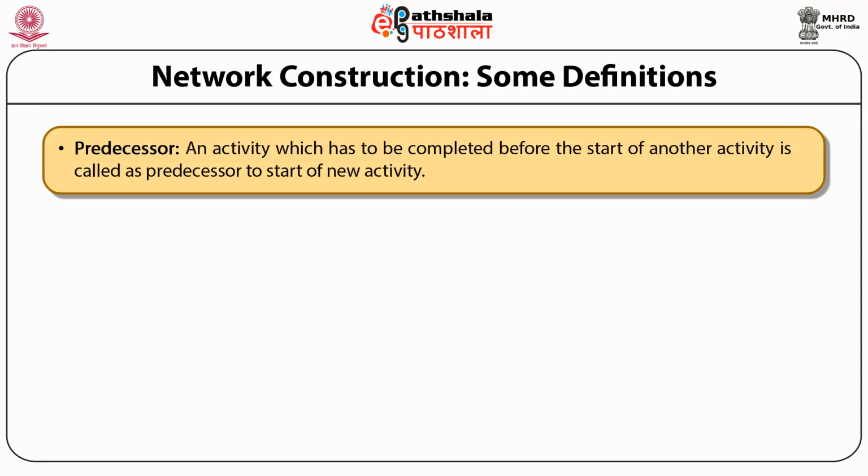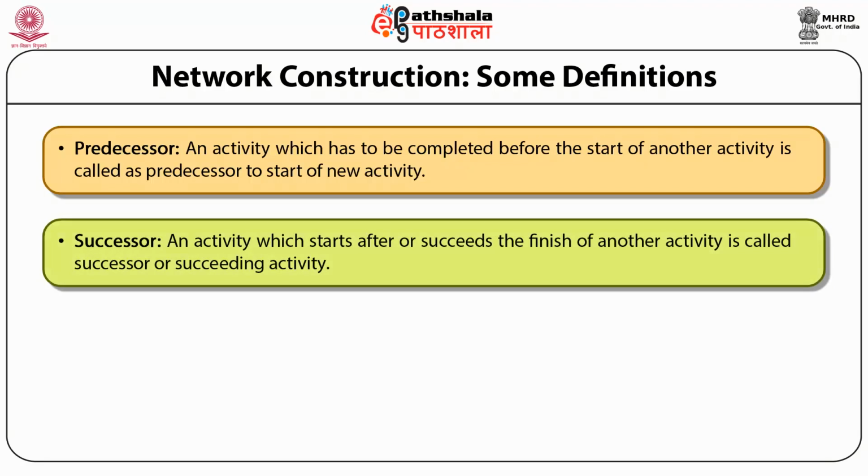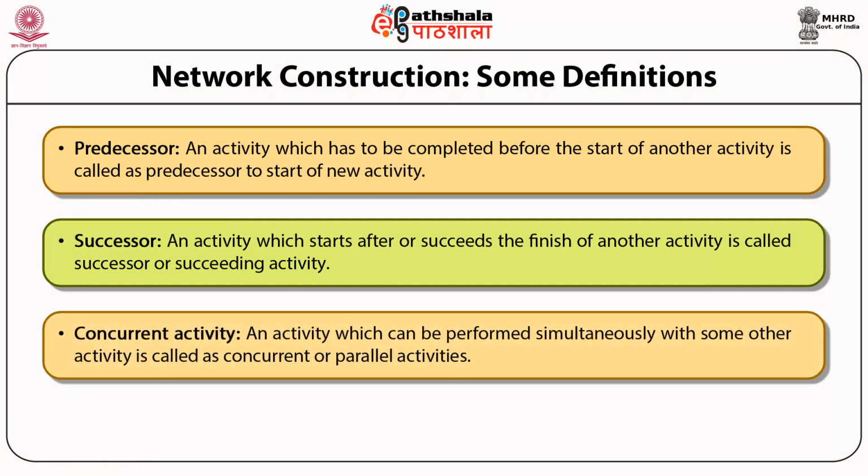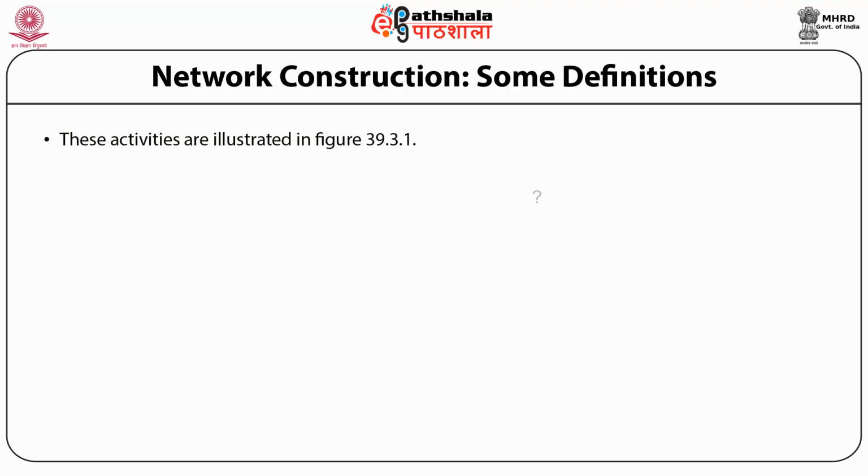Predecessor. An activity which has to be completed before the start of another activity is called a predecessor to the start of the new activity. Successor. An activity which starts after or succeeds the finish of another activity is called a successor or succeeding activity. Concurrent activity. An activity which is performed simultaneously with some other activity is called concurrent or parallel activities. These activities are illustrated in the figure.